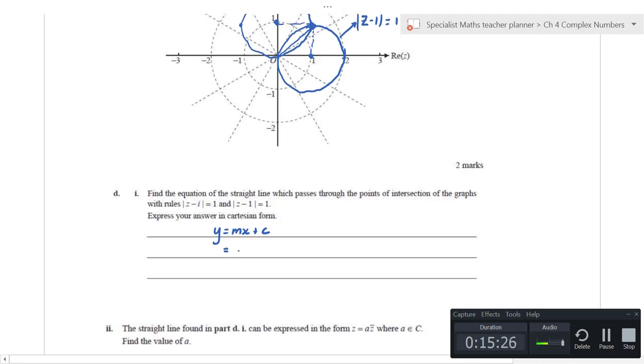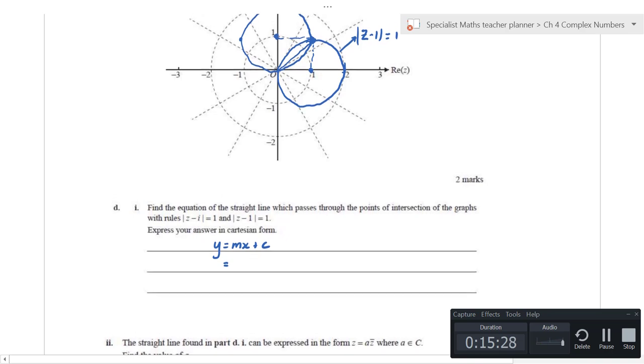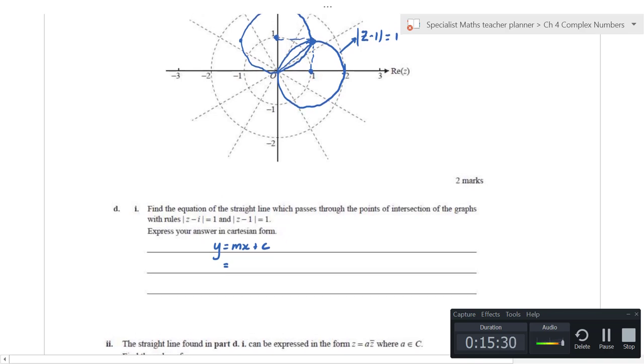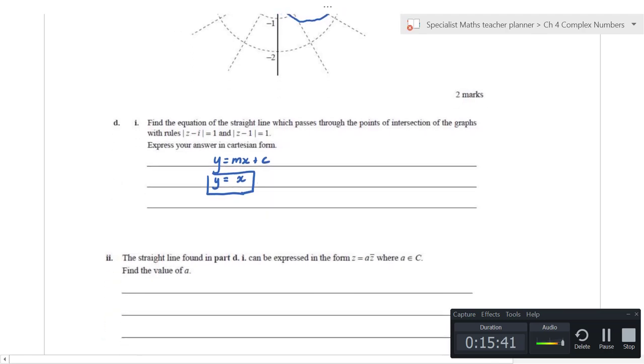So of course y is equal to mx. And of course the gradient would be 1, isn't it? Because it's 45 degrees, or rise over the run. So that's y is equal to x. That's all you need to do. You should be able to recognize that straight away.